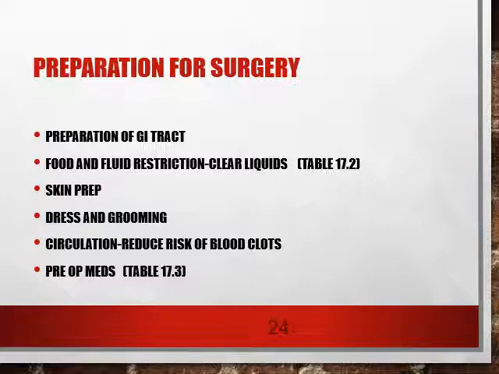So another thing we're going to talk about is circulation, because it's important to reduce the risk of blood clots. We're going to prepare them for surgery. We might put on stockings, or the ones where the air blows through, compression stockings, to reduce the risk of blood clots. And then there's a list of pre-op meds on table 17.3, and that's on page 274.